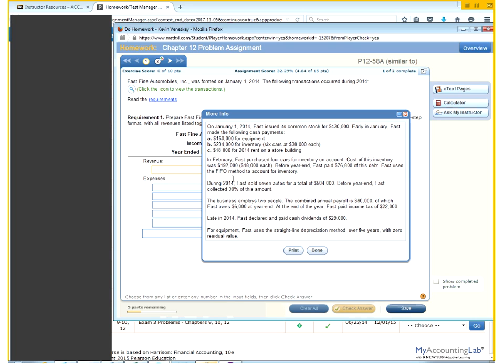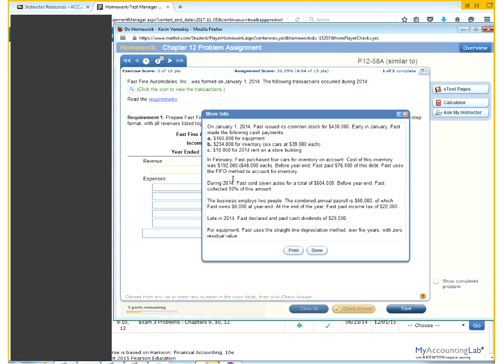So I'll go through a couple of these, and hopefully you can see when I'm going to write it in there. Hopefully this will be a little darker. So we issued common stock of $430,000, and then we made the following cash payments. So okay, we started out with cash. Because we issued the stock, we had cash as our debit of $430,000 and a credit to our common stock account of also $430,000.